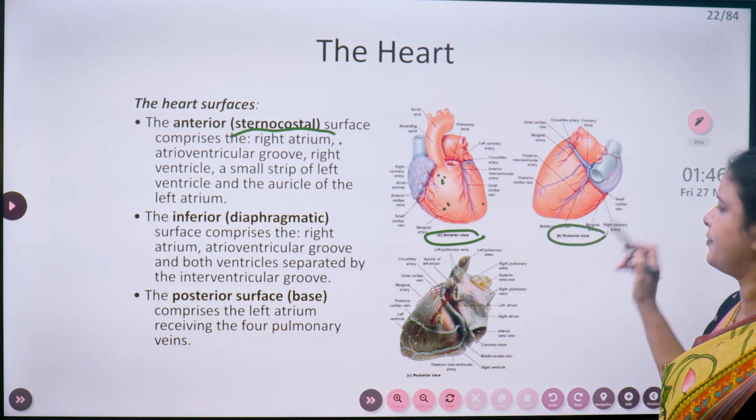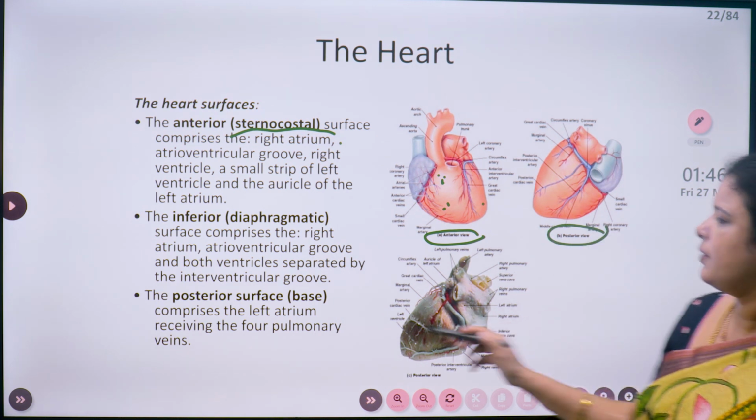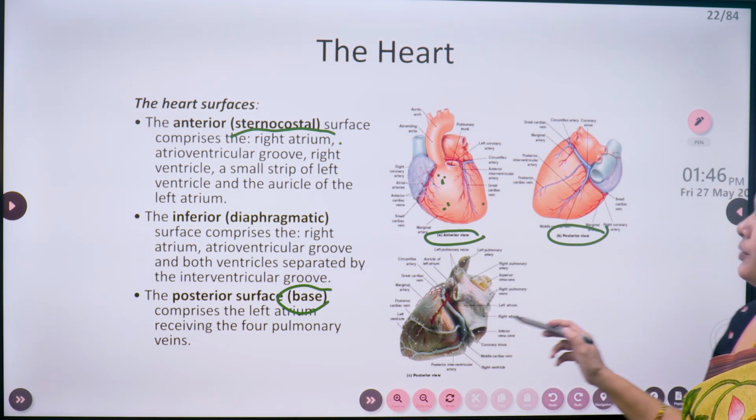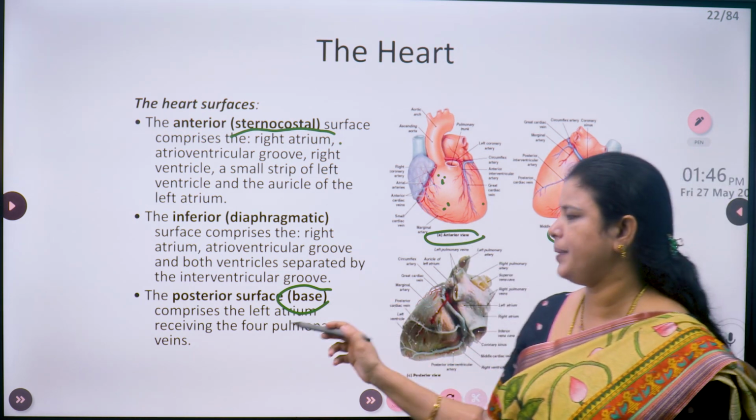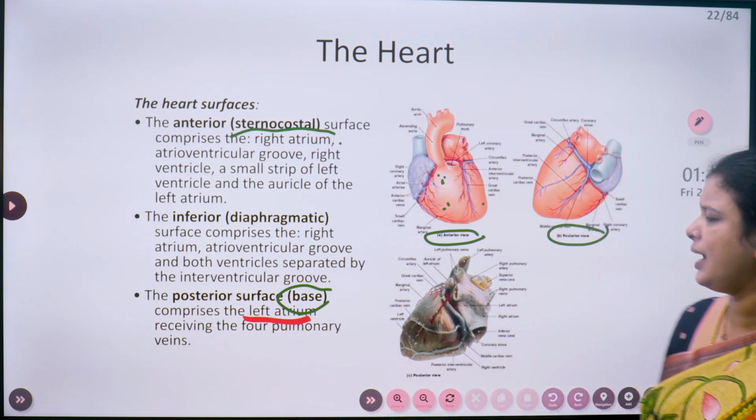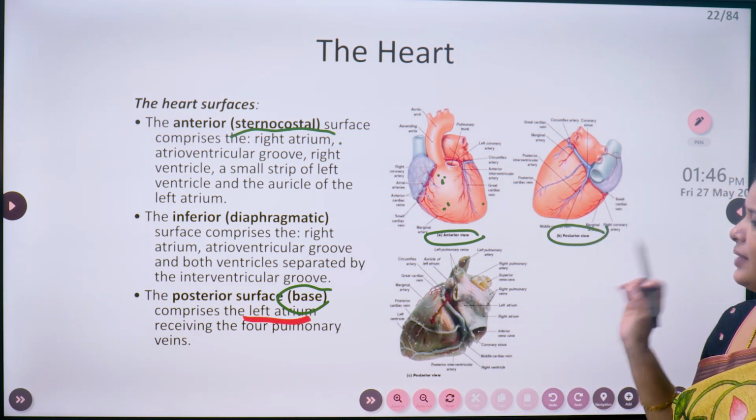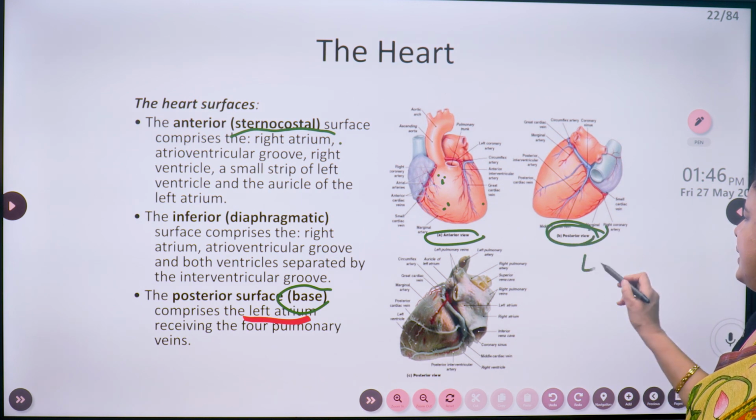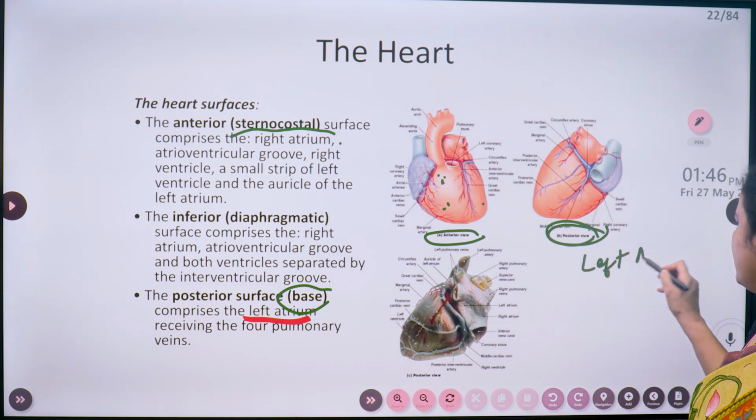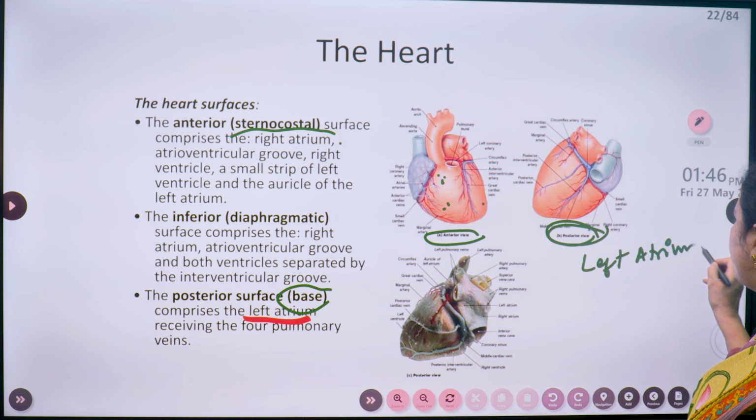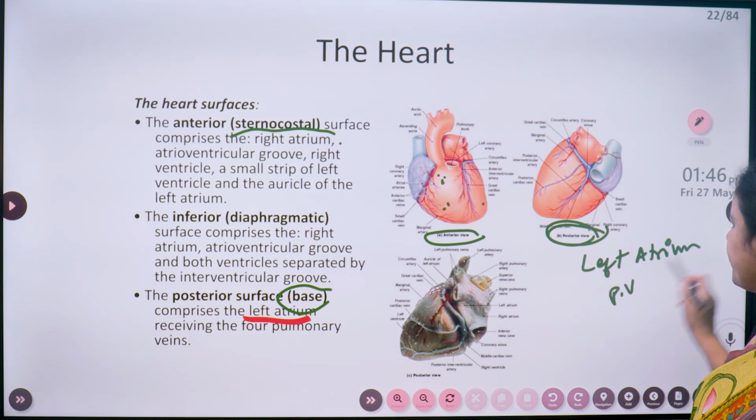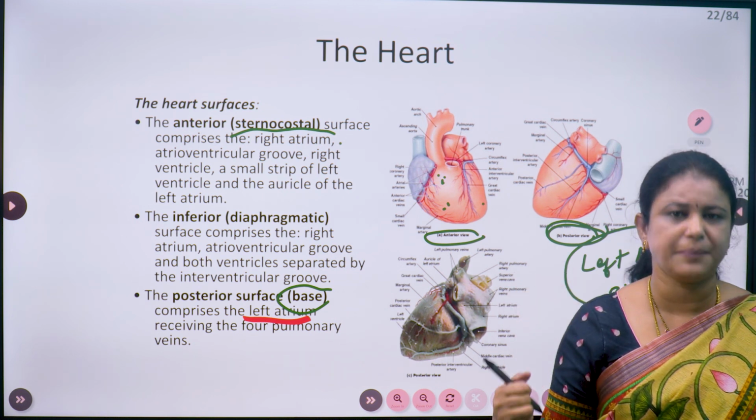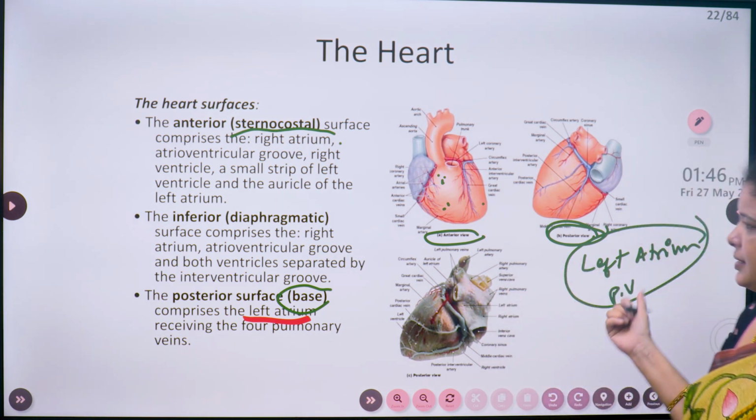Next, the posterior view. The posterior view is comprised of the base. Mainly it has the left atrium, receiving the 4 pulmonary veins. So in the posterior view of the heart we find the left atrium and pulmonary veins.